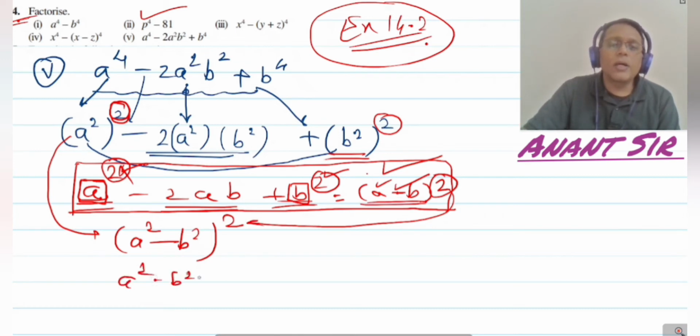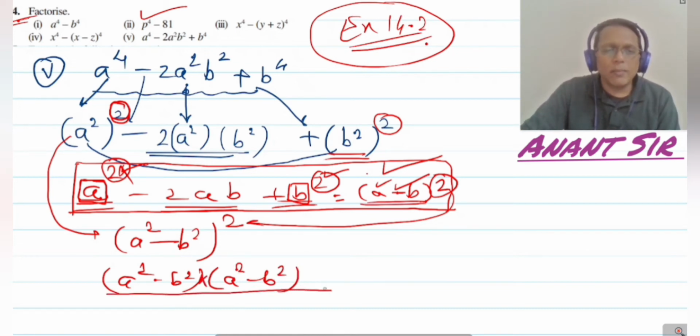a square minus b square whole square. If you want, you can write the two brackets. That means as it is a square, you can write that bracket twice with multiplication between them. So this is our final answer, friends. Hope you have understood this question very easily.